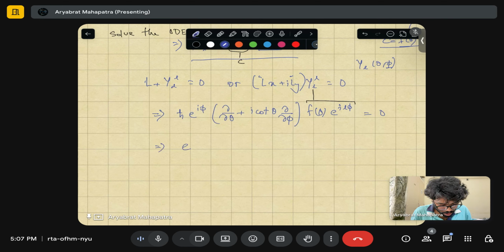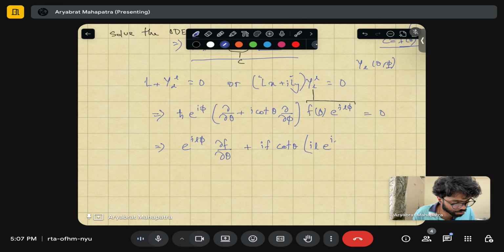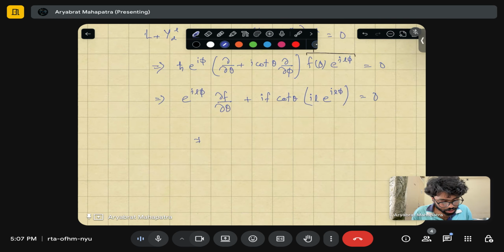So e to the power i l phi del f by del theta. Just operate this on this thing, you get plus f cot theta. Then you take the derivative with respect to phi, which gives you i l e to the power i l phi, right? So that is equal to 0. Then again you solve the differential equation.